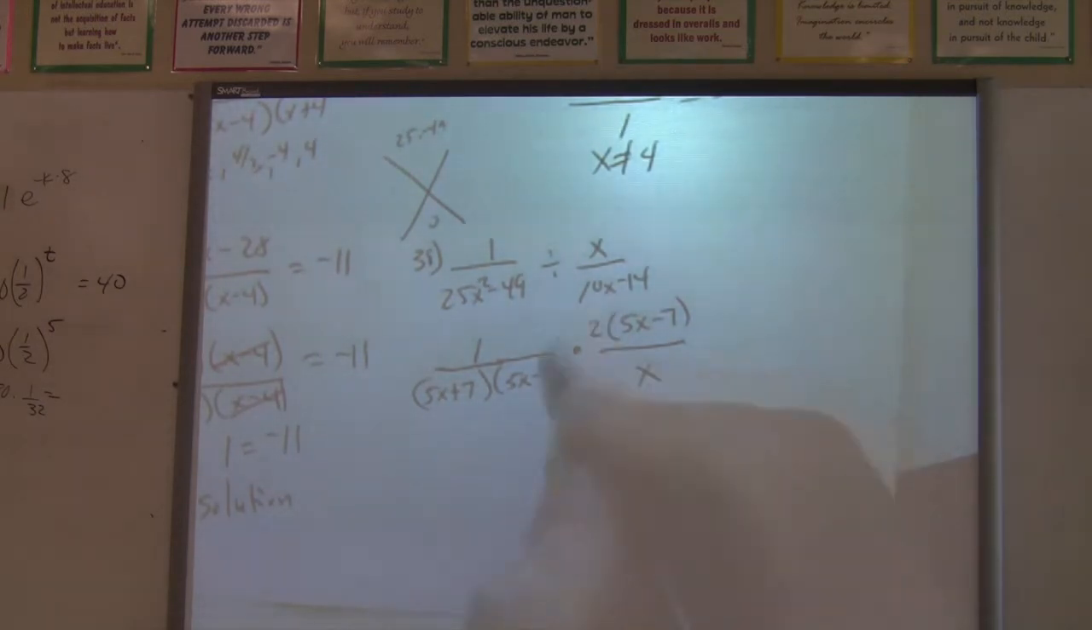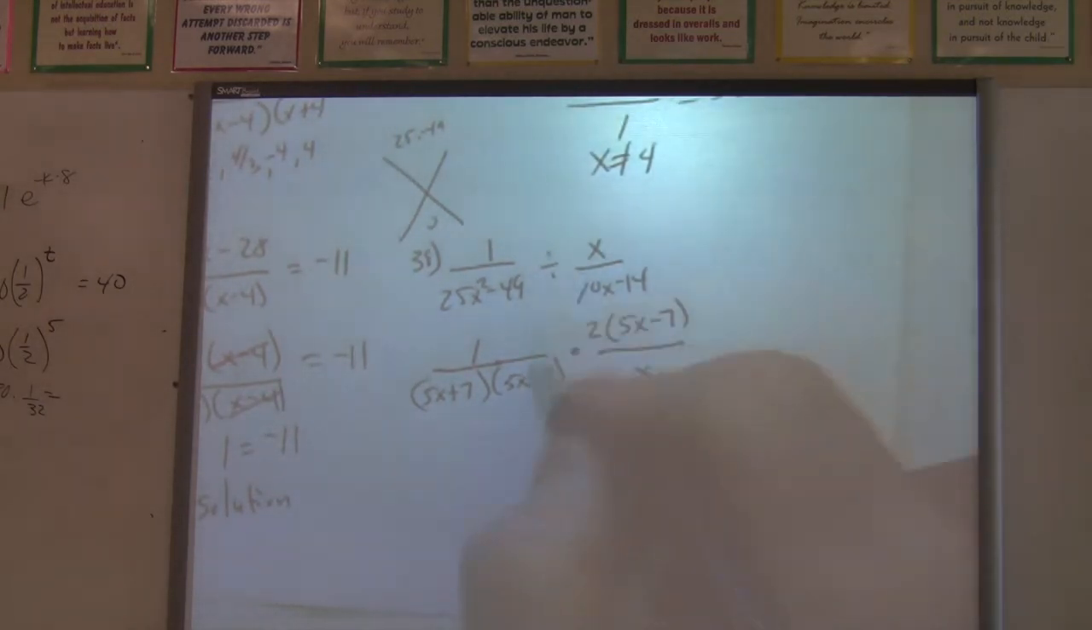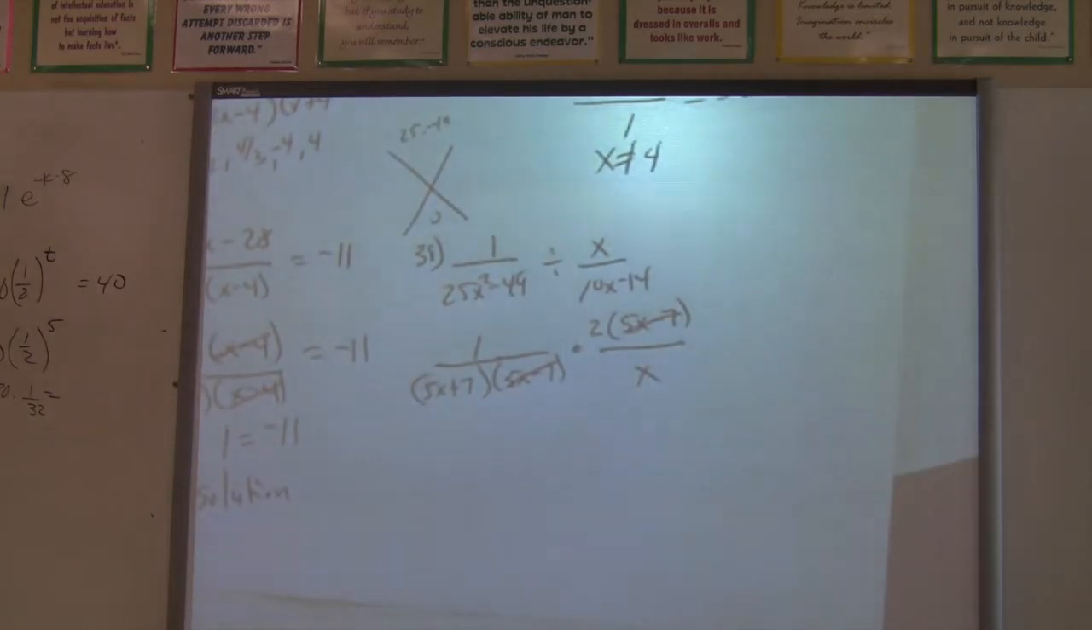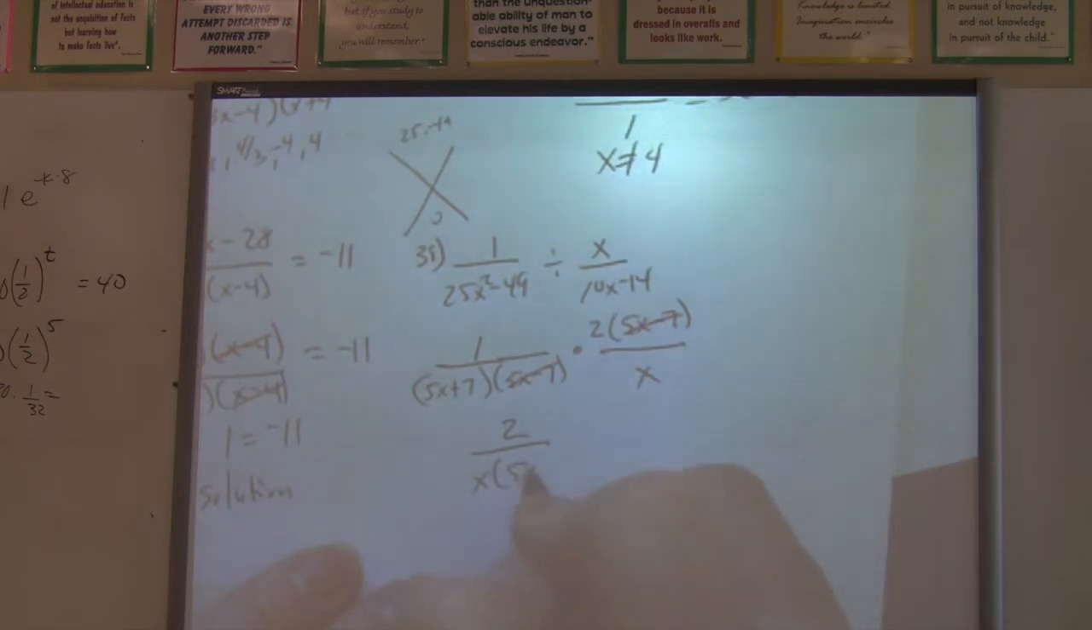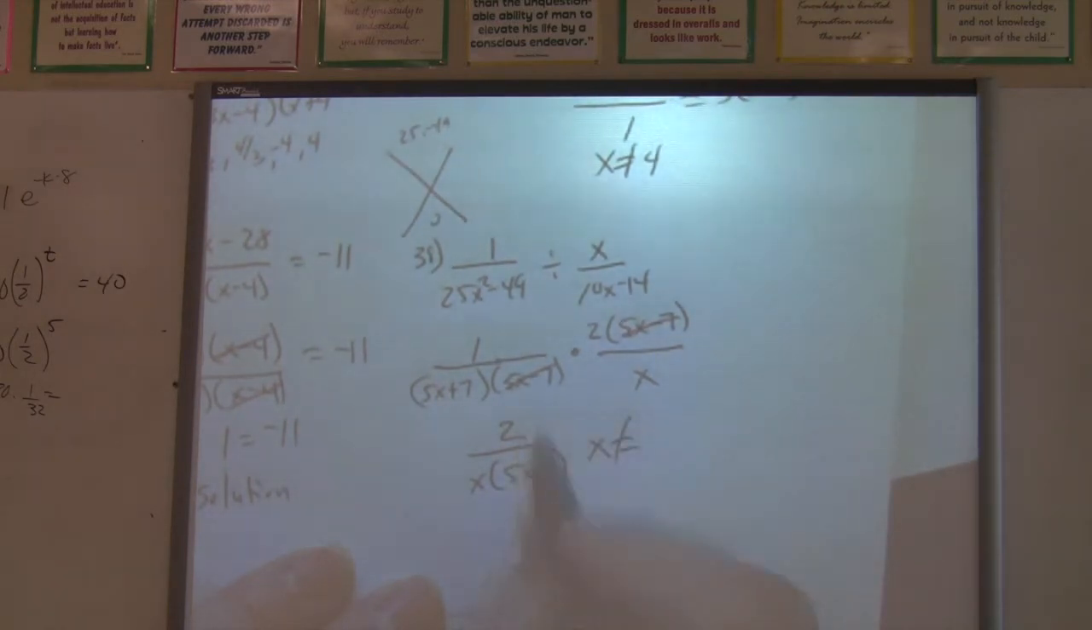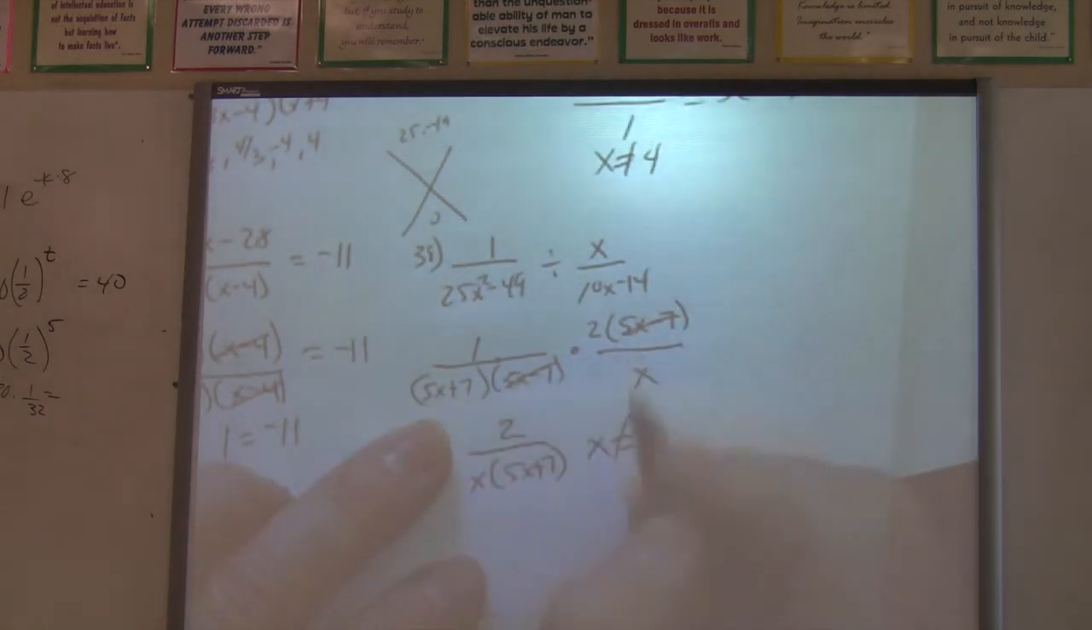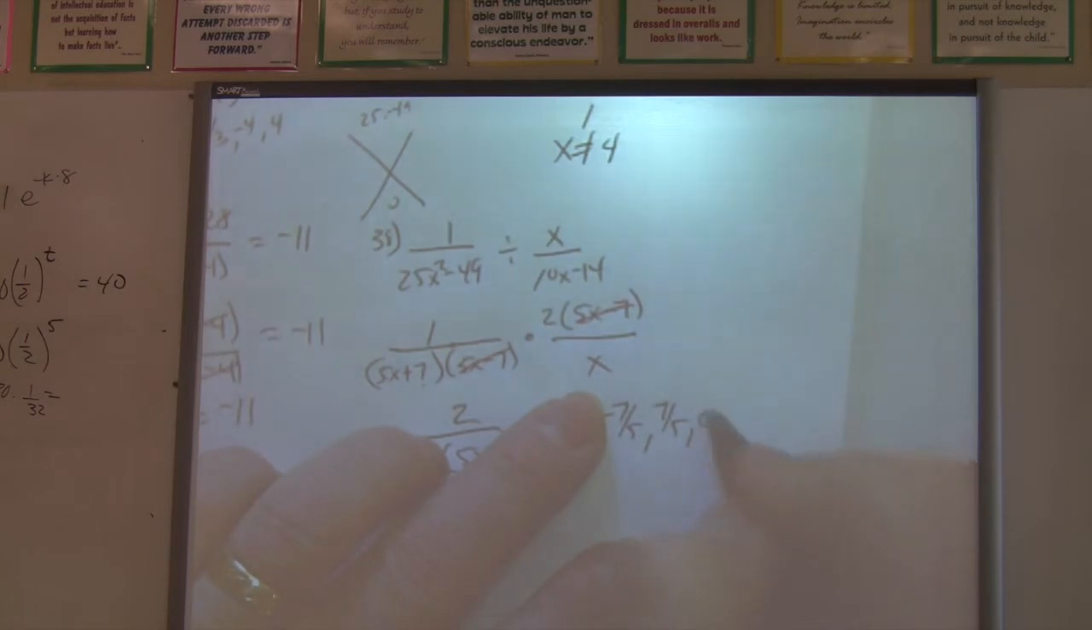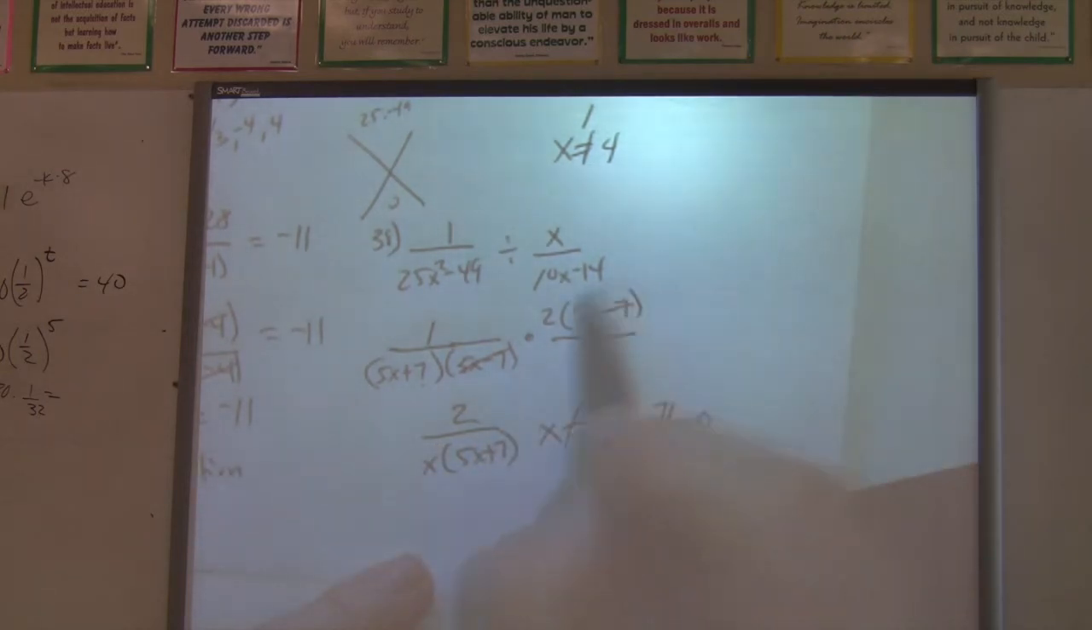Cancel like factors. So the 5x minus 7's cancel. So we're left with 2 over x times 5x plus 7. And our restrictions would be x cannot equal opposite this divided by that, so negative 7/5, and then positive 7/5. It can't be equal to 0. And remember, when you do division, you also have to include that because it was an x in the denominator, but we already have that, and so that would be the answer.